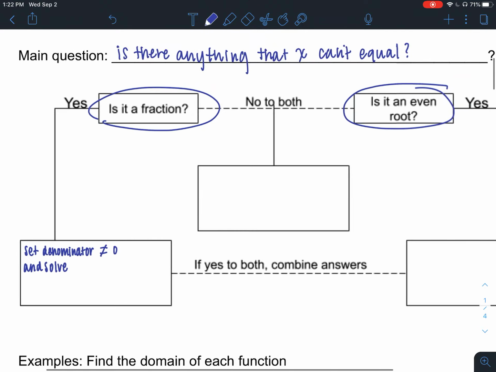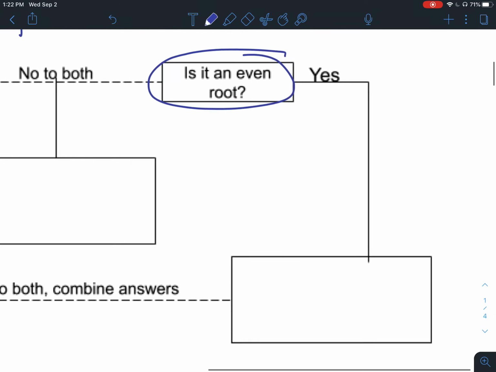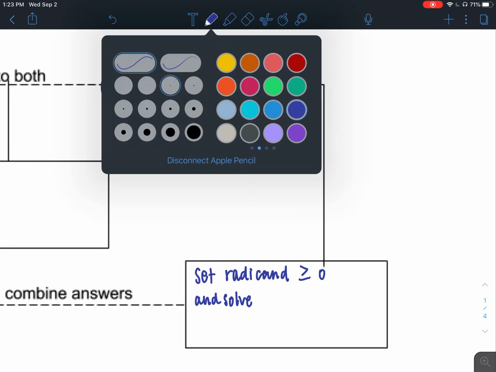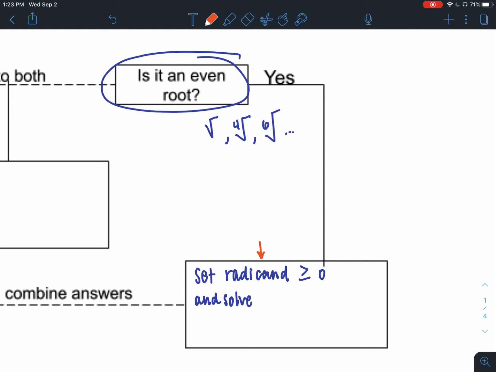All right, my second question is, is it an even root? If it has an even root, which would be like the square root, the fourth root, sixth root, and so on, if that answer is yes, then you're going to set the radicand greater than or equal to 0 and solve. For those that don't remember what radicand is, that's the stuff under the radical.